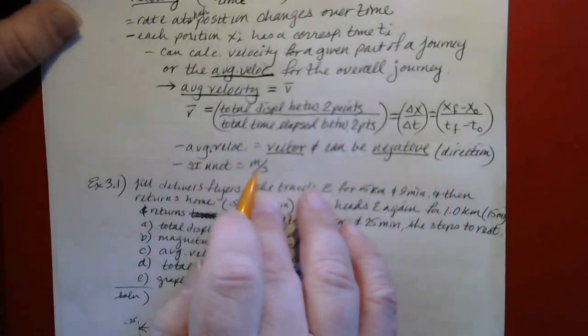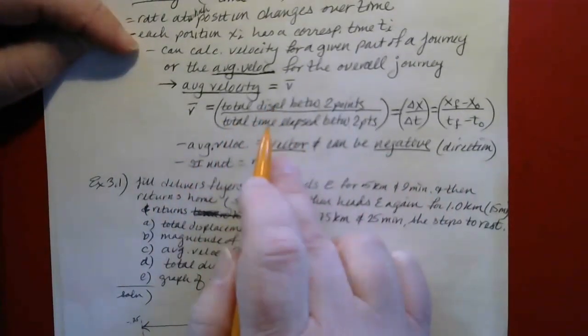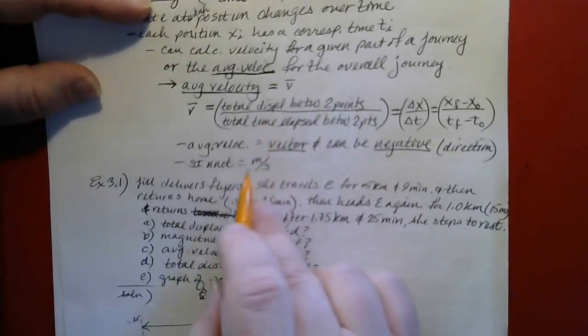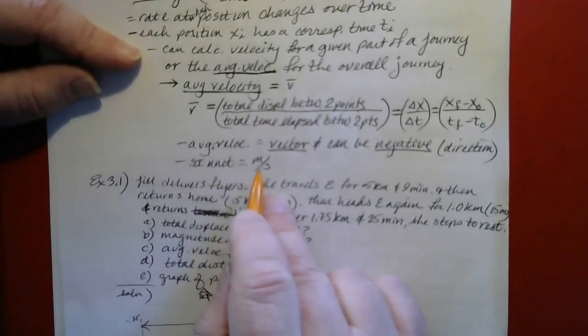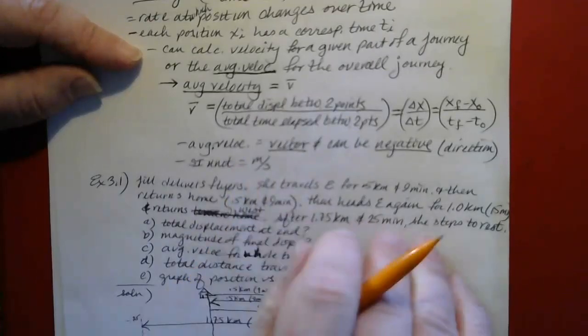The SI units for displacement are meters, and for time, seconds. So you would expect the SI unit for any kind of velocity, whether average or instantaneous, to be meters per second. And that's what it is.